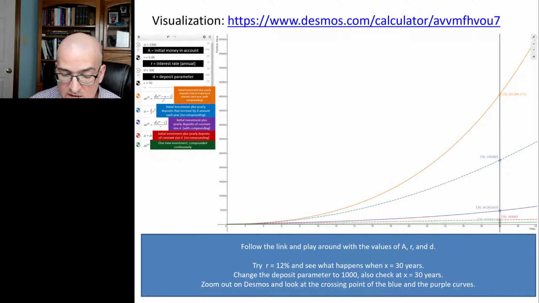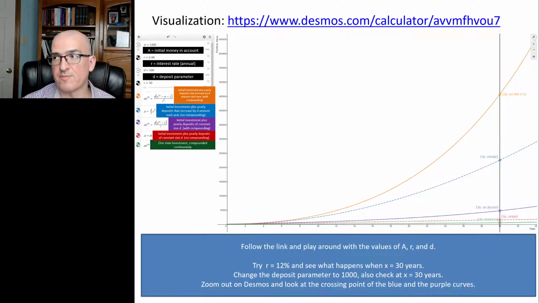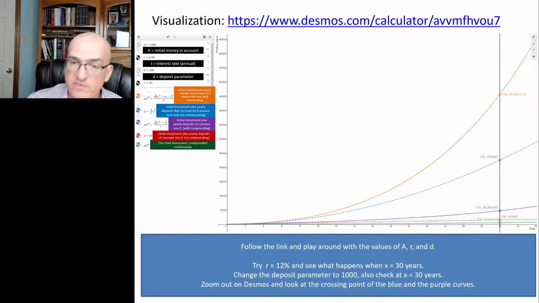You can also play around with the slider bars at the top. So change the initial amount of money in the account. That's the A value. Change the interest rate. Right now it's 6%. And see what happens if you bump it up to 8. And then look at the deposit parameter, $500 annual deposit being thrown into the account. See what happens if you tune that number. So play with the numbers to see how those graphs change. How sensitive is one graph to a change in one of the parameters? Or maybe some graphs are more sensitive to a parameter than another graph. The vertical line there is the 30-year mark, so it's comparing the outputs of the different models after 30 years.